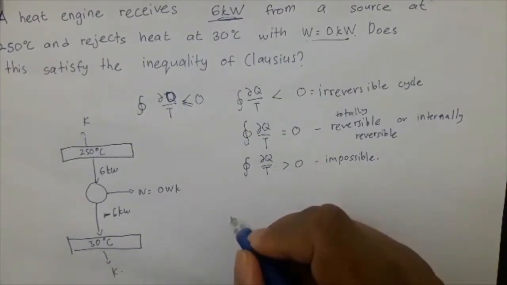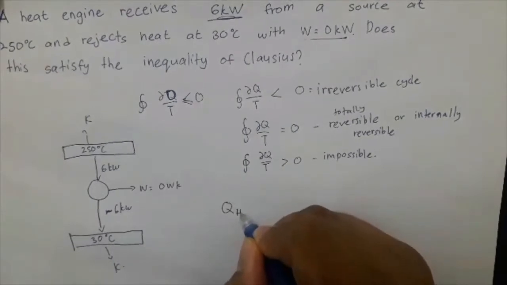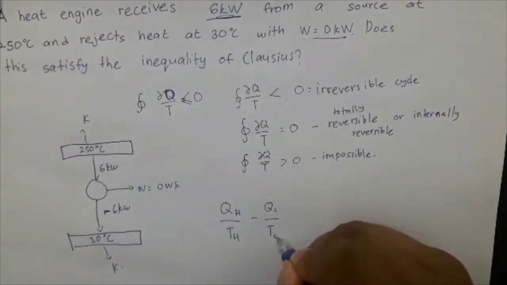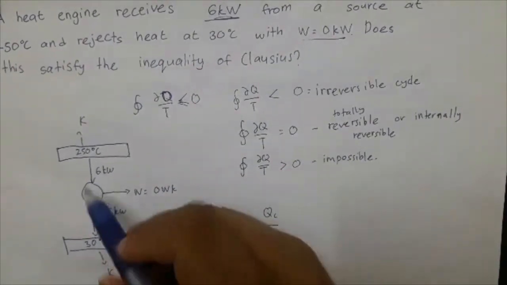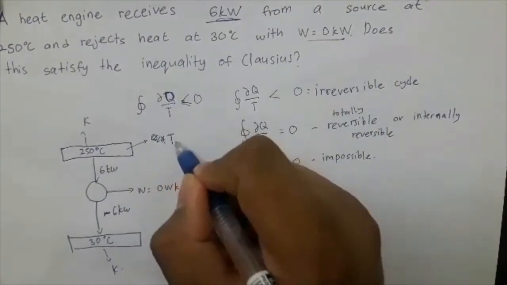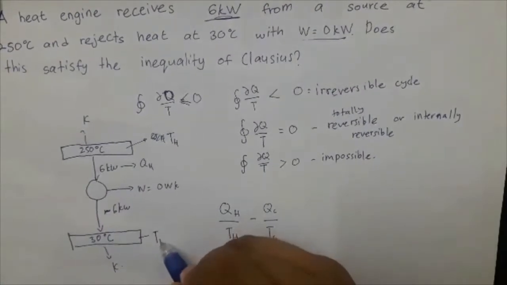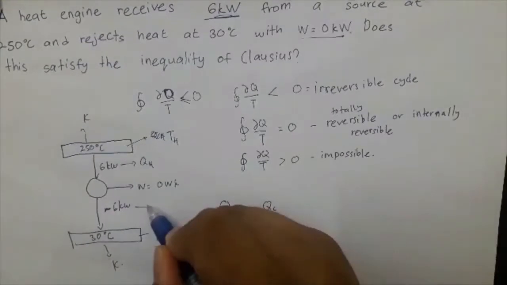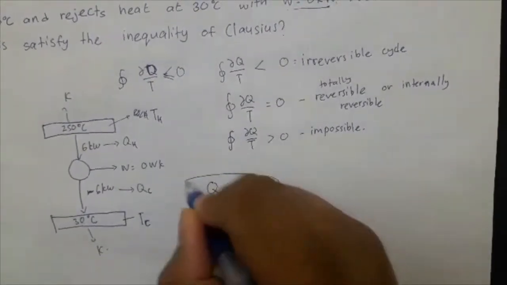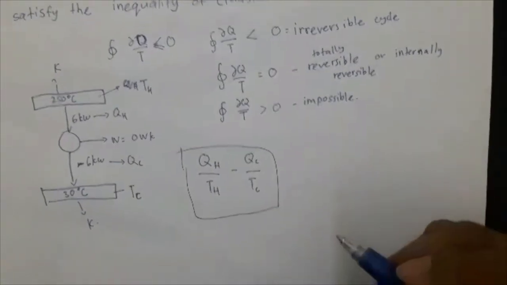How to solve it? We solve using Q hot over T hot minus Q cold over T cold. Q hot and T hot we can get from here. Sorry, this is T hot and this is Q hot. This is T cold and this is Q cold. So just substitute in this formula and find whether it is less than 0, equal to 0, or greater than 0.